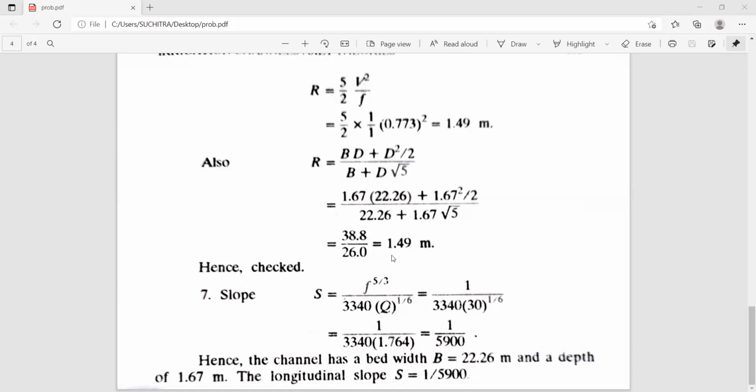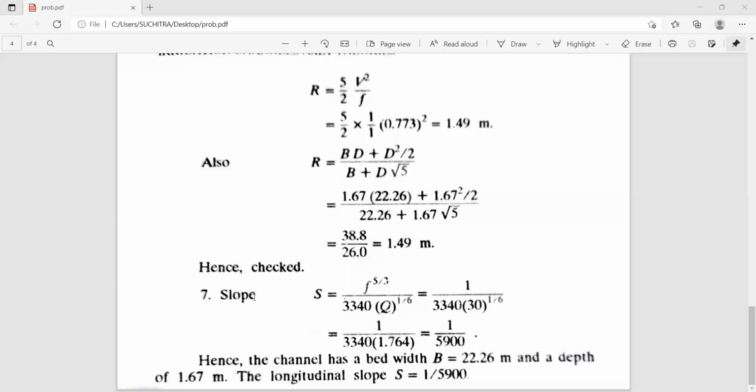Whereas in Kennedy's method of channel design, we compared the mean velocity and the critical velocity. In the case of Lacey's method of channel design, we are going to compare the hydraulic mean depth by solving those two equations. That is R is equal to 5 by 2 V square by F, and R is equal to d by d plus V square by 2 divided by the value of the perimeter.